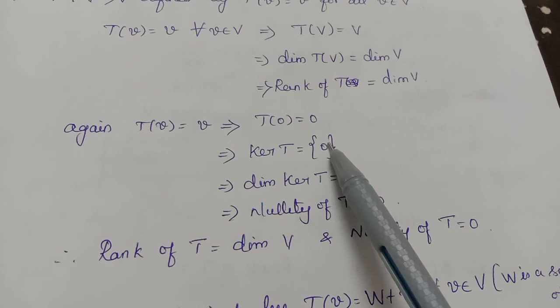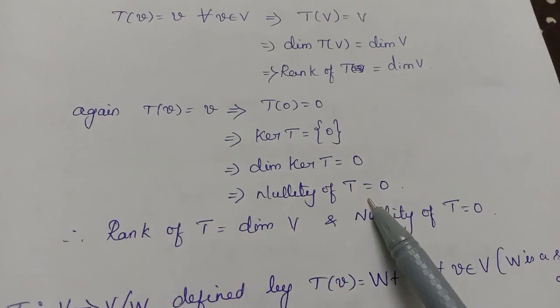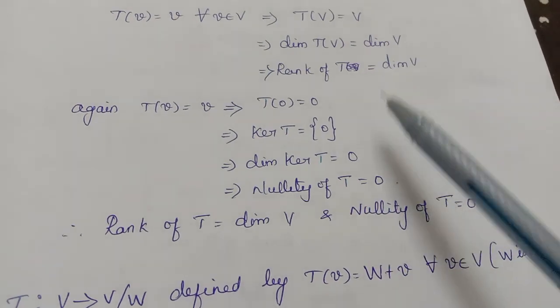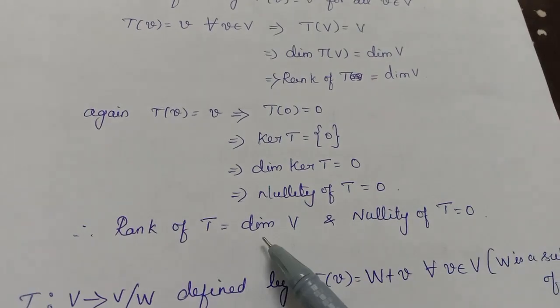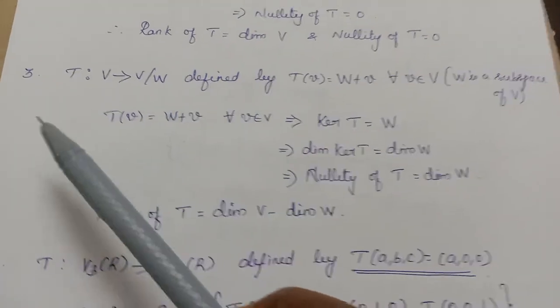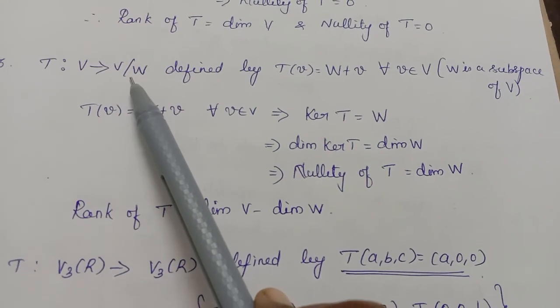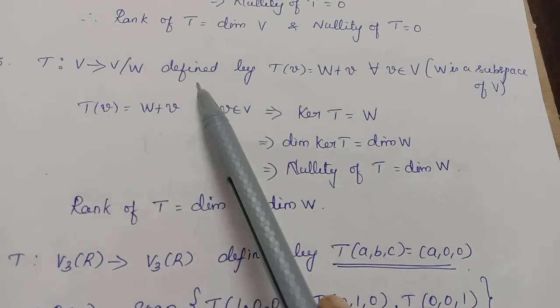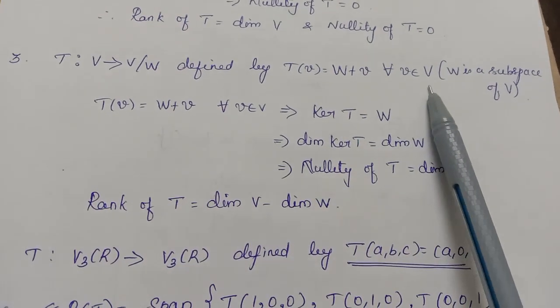So this is the 0 space. That means its dimension is also equal to 0. Therefore nullity equal to 0. So here also it's enough to find any one of the values. From that itself we can find the remaining value. Okay. Then next one. T is a linear transformation from V to V by W. What is this V by W? Quotient space. Defined by T of v equal to W plus v for all v belongs to V.